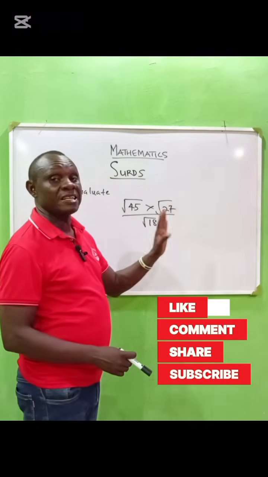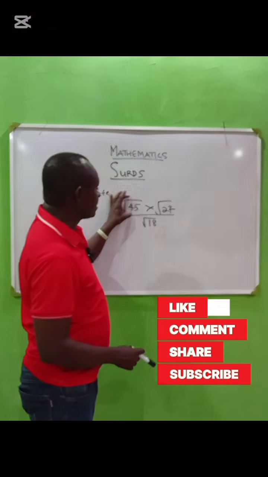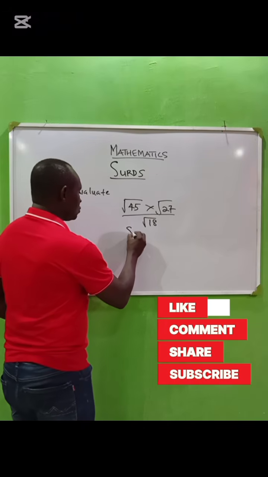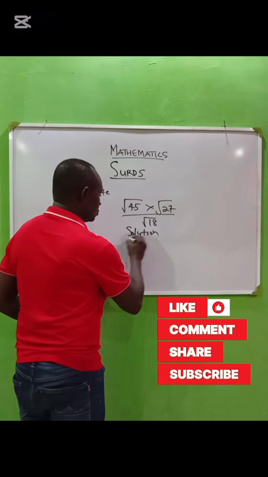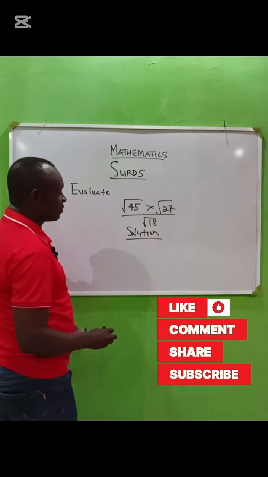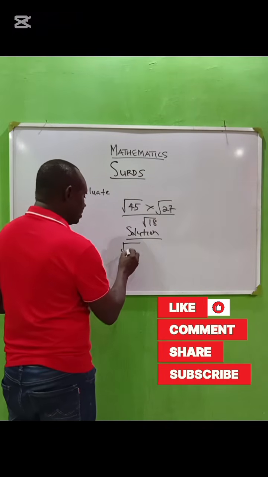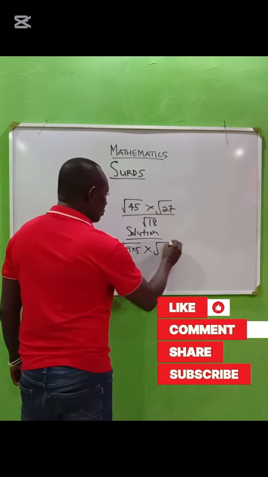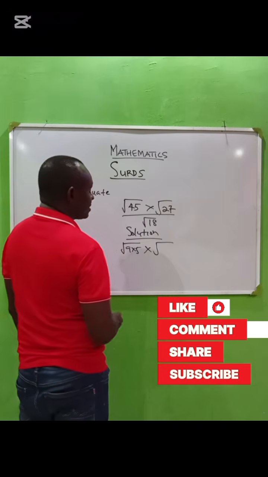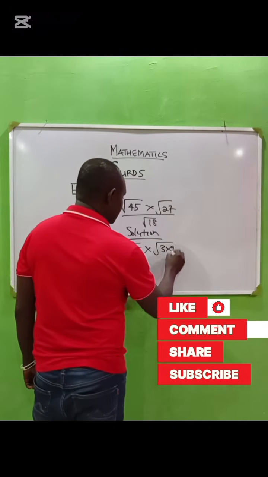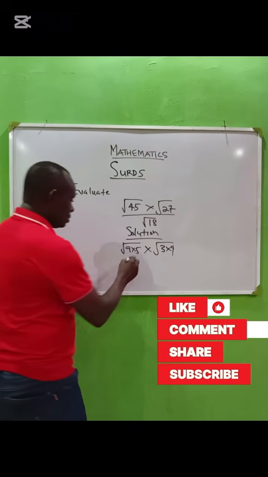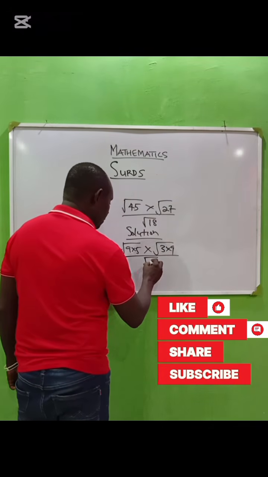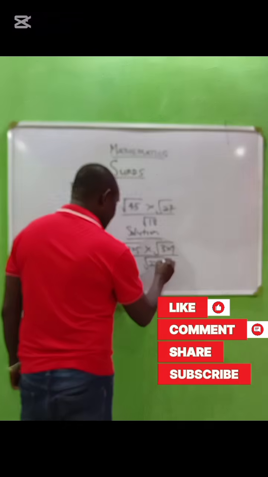We are going to still apply the same principle. Break down this, divided by this, okay? So I can write this as this solution. Square root of 45 can be written as 9 times 5, okay? Times square root of 27, which can be written as 3 times 9, okay? Divided by square root of 18, which can be written as the square root of 2 times 9.